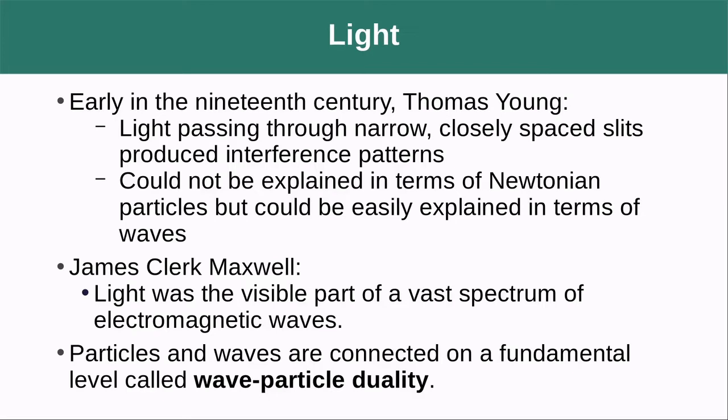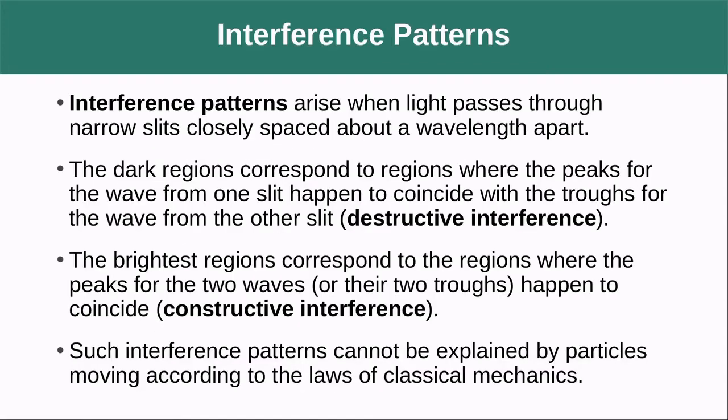After that, James Maxwell started to theorize that light was actually only a small part of a vast spectrum of electromagnetic waves, that we were only really looking at a small part of a greater whole. All of these observations started to lead to something we call the wave-particle duality of light, that it behaves both as a wave and a particle.